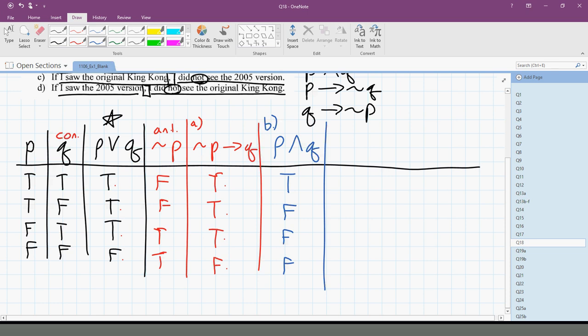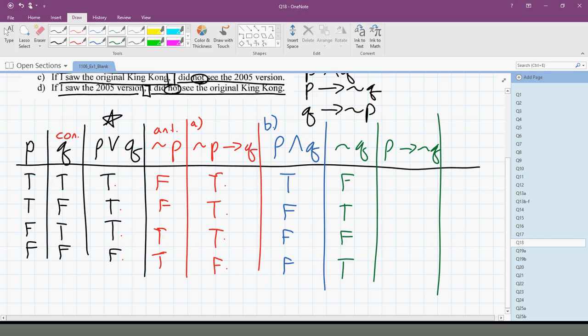Okay? If we look at C, so the P conditional negate Q, well, we'll need to know what the negation of Q is. So let's negate Q first, and then we'll do P arrow negation of Q, and then we can do the last guy. So negation of Q would be false, true, false, true.